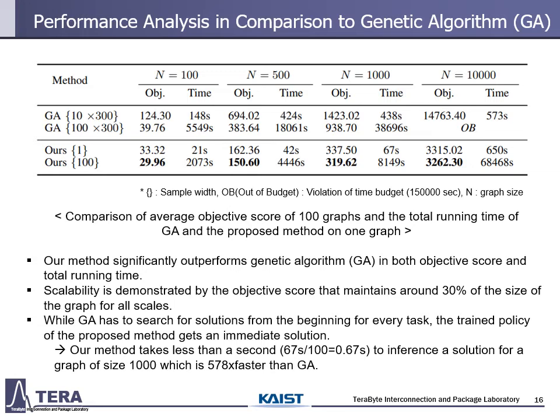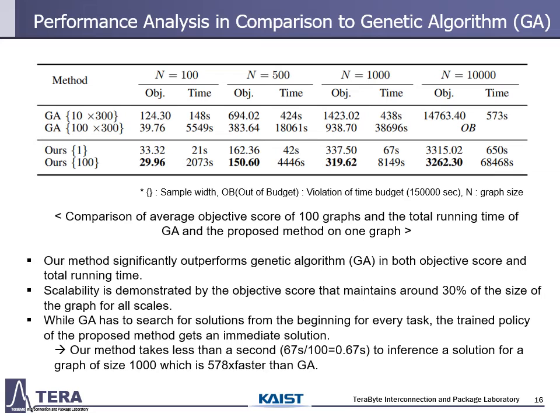And also we can see that the running time of our method is much faster than that of the genetic algorithm, because our method provides immediate solutions based on the inference of the trained policy. However, a genetic algorithm has to start from scratch, from ground level, for every run it makes.